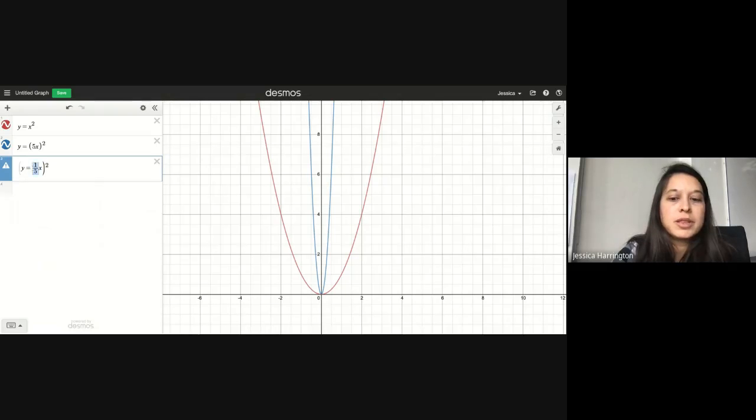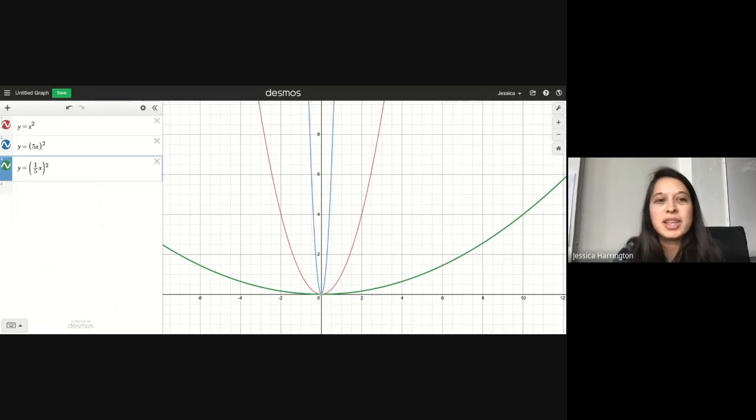Okay, so let's see what happens here. You can see that when you multiply just the x by 5, this blue line has been squashed from a horizontal perspective, right? It's like someone took the sides of it and pushed it in. It's a horizontal compression. Where, when I take just the x and multiply it by a fraction, it's like someone grabbed the curve and pulled it out. It's a horizontal stretch, okay?